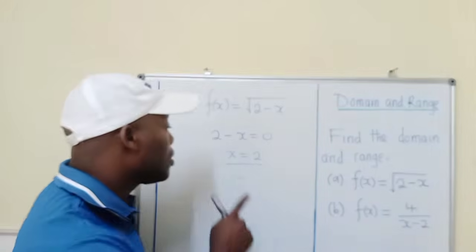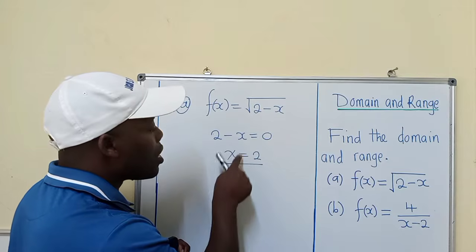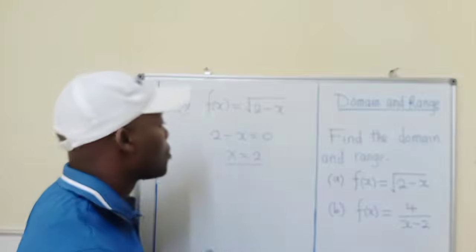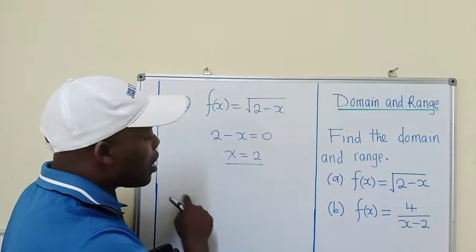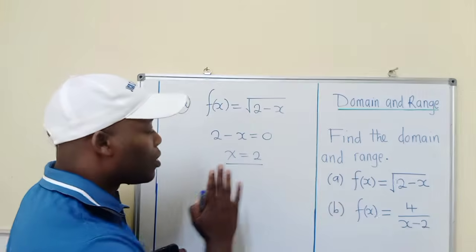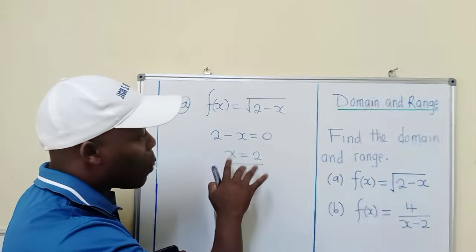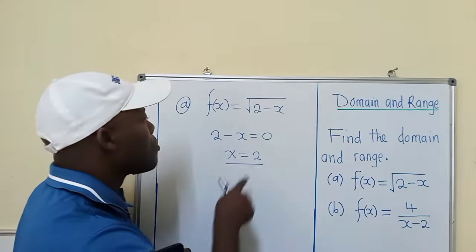So for x, this will come this side, it will be negative 2. You divide by negative, you find that your x will be equal to 2. So now after getting that 2, you need to think. It's either you use the testing, okay? I'm not going to use the testing. I'll just tell you the numbers that you don't need to get for the domain.